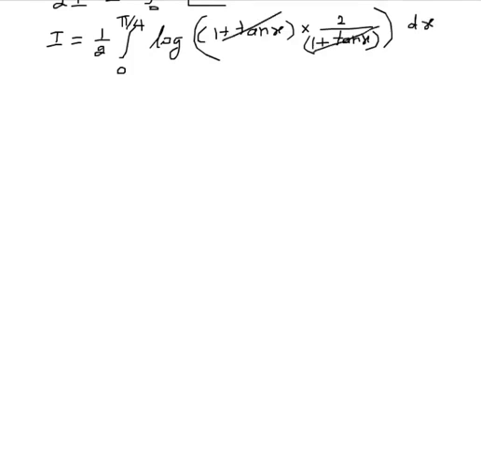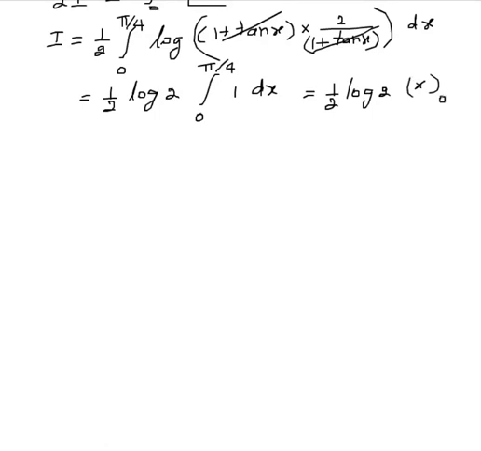Into dx. Log 2 is a constant. Take it outside the integral. So we'll be having integral 0 to pi by 4 of 1 dx, and the integral is x between the limits 0 to pi by 4. Upper limit is pi by 4, lower limit is 0. Pi by 4 minus 0 is pi by 4. Therefore, the answer is pi divided by 8 times log 2.